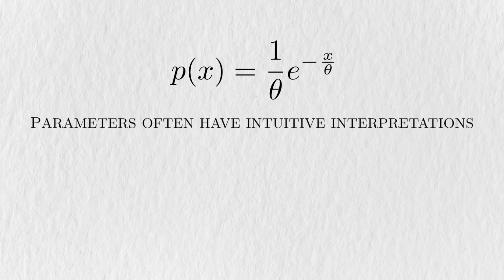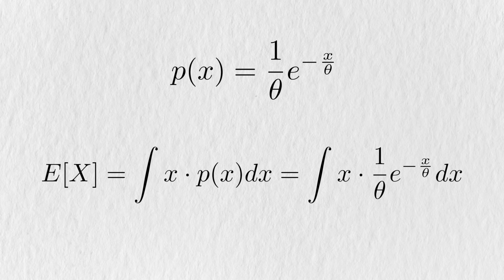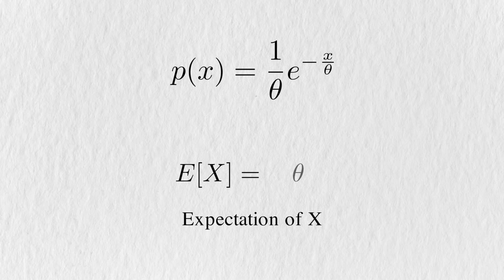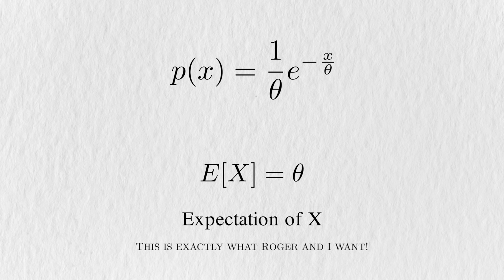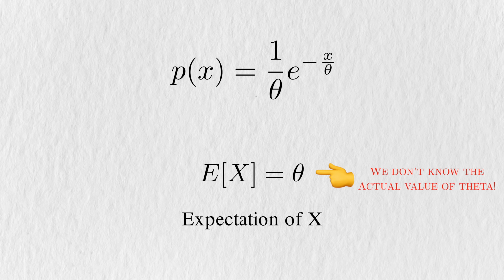In many cases, these parameters also have intuitive interpretations. This operation is called an expectation, a fancy name for a special kind of average. For the exponential distribution, theta actually represents the average lifetime that would be generated. And it's exactly what Roger and I want to know. But there's a big issue. We don't actually know the true value of theta. That's what we're trying to figure out in the first place.